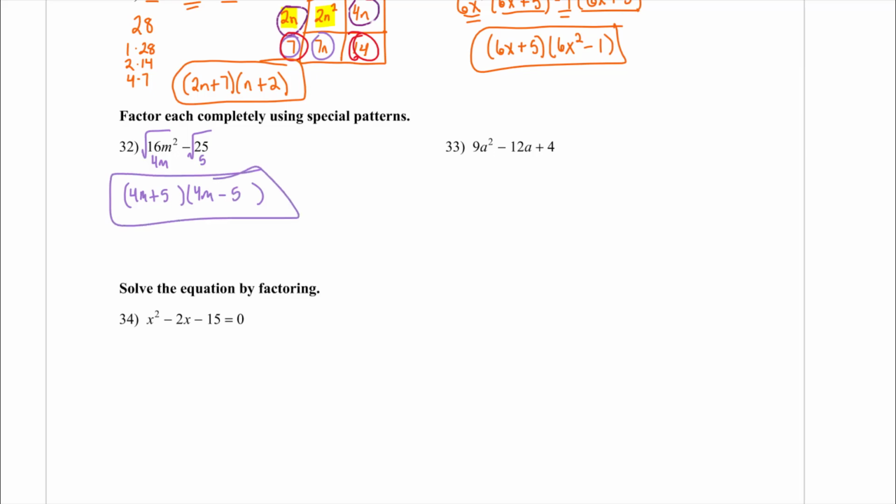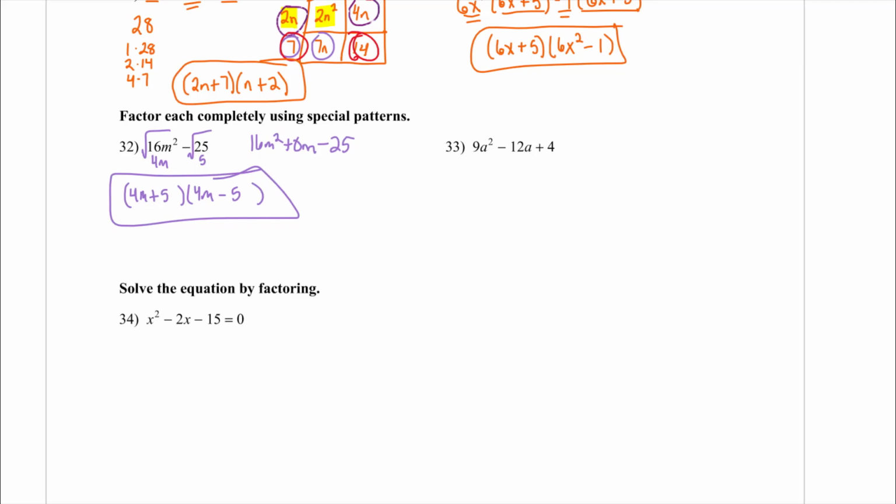Now, if you wanted to do it without the special pattern, you'd essentially have to be thinking of this as having a 0m in the middle and using whatever method you want to come up with this, like the box method or guess and check, whatever your normal method is. That's what you'd have to use here to figure that out.